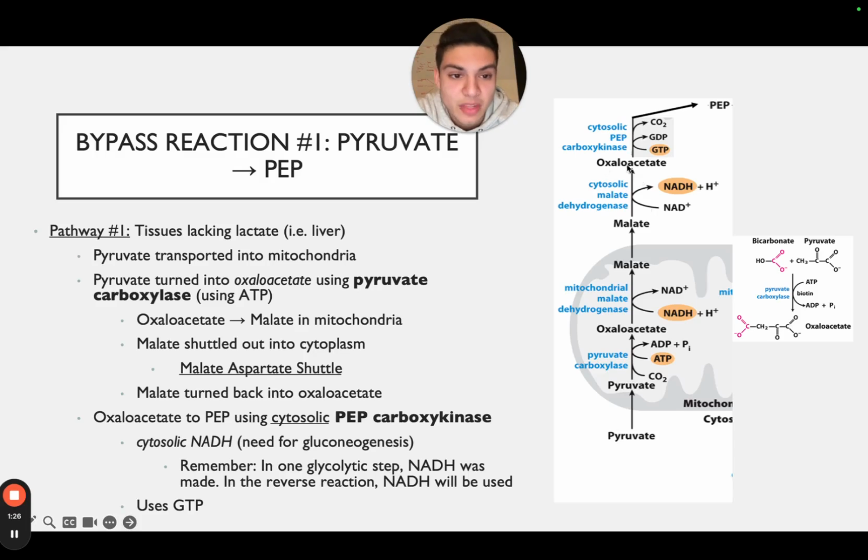And then eventually oxaloacetate is going to be converted to PEP through PEP carboxykinase. And carboxykinase is different than a carboxylase. Carboxykinase will use a GTP and essentially get rid of the CO2 to form our next 3 carbon molecule. Something to emphasize is that the oxaloacetate to PEP conversion is using cytosolic PEP carboxykinase, and cytosolic NADH is needed for gluconeogenesis for this. So that's in the liver.